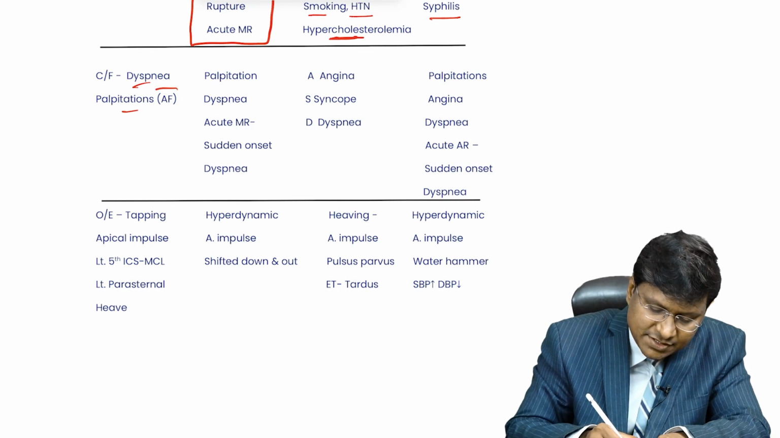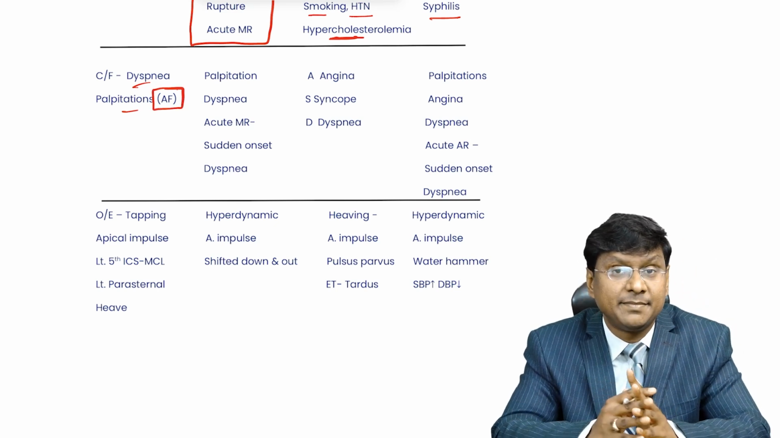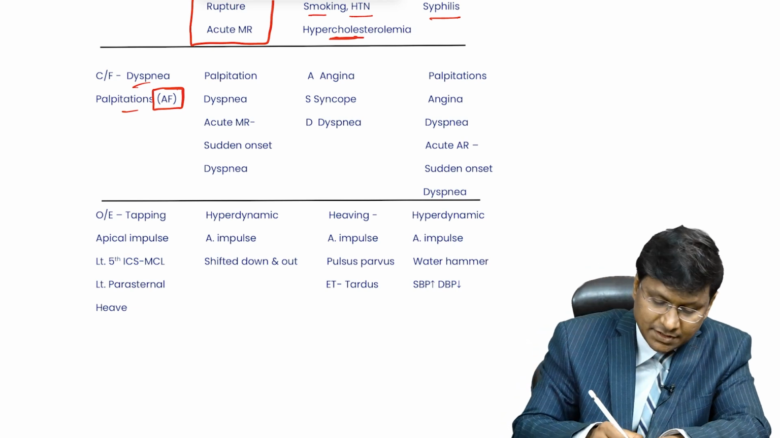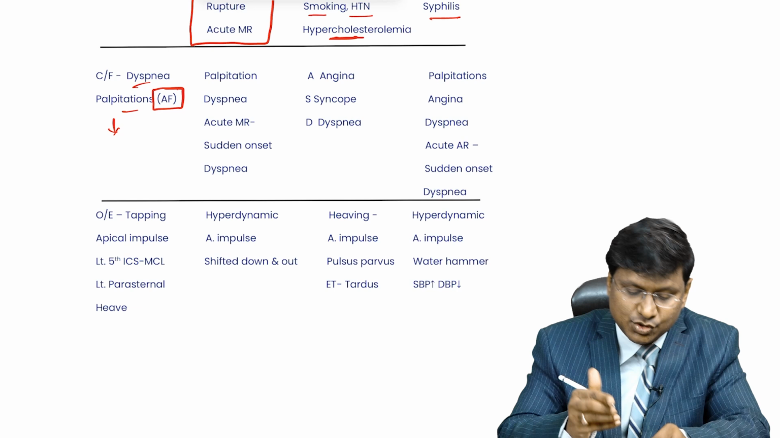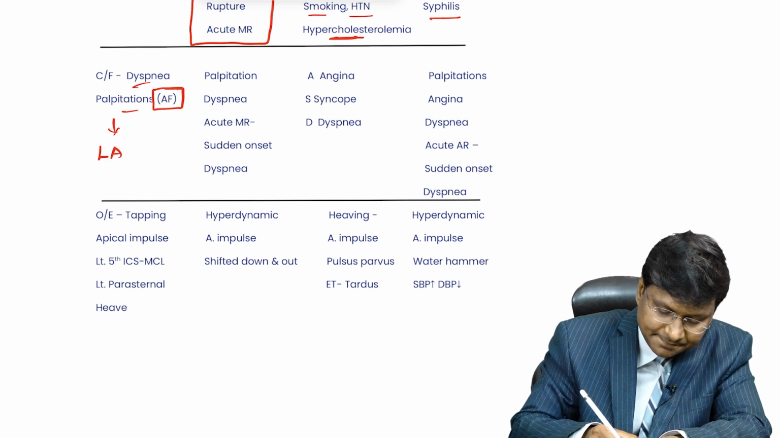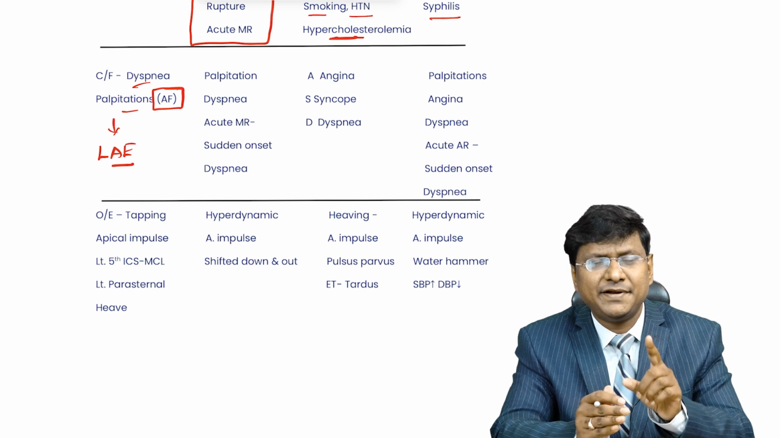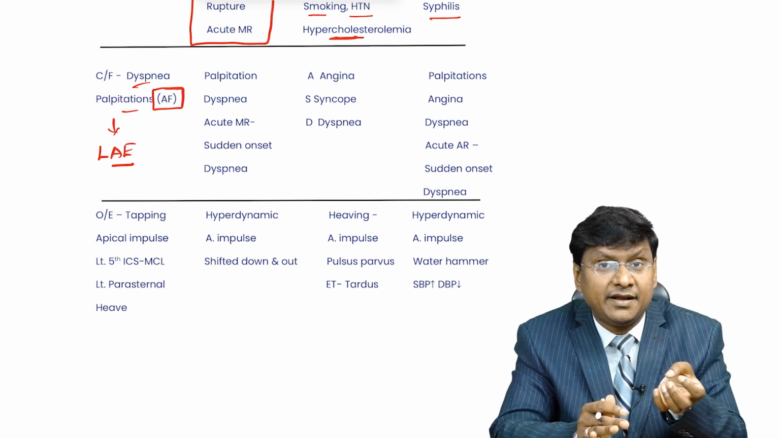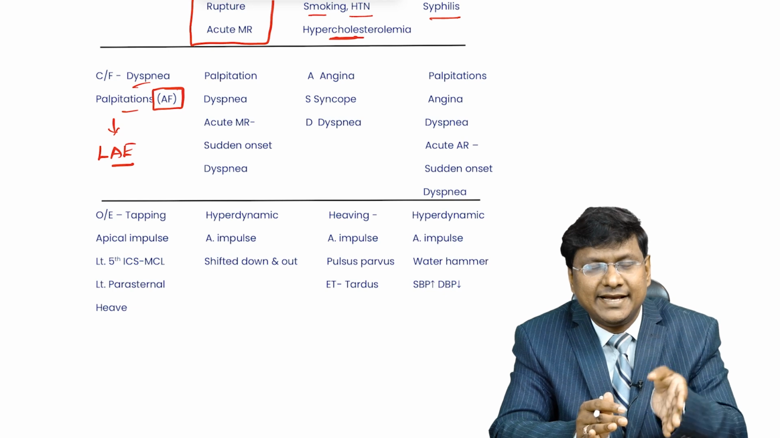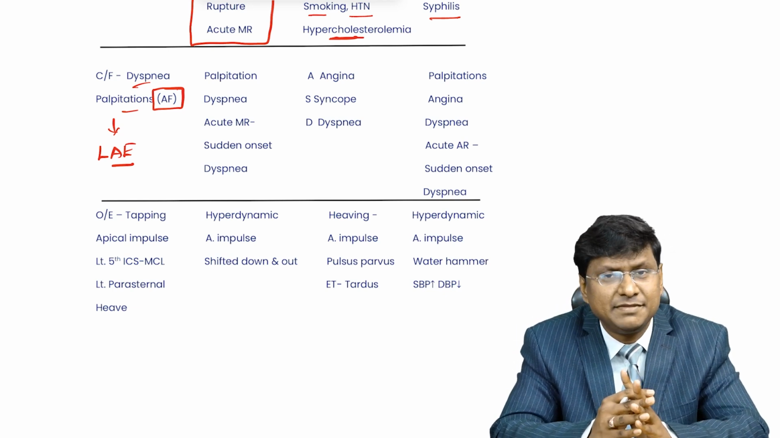And these palpitations are mainly because of the atrial fibrillation, right? The palpitations are mainly because of the atrial fibrillation, and the atrial fibrillation is mainly because of left atrial enlargement. So left atrial enlargement or left atrial hypertrophy makes the left atrium arrhythmogenic, and thereby the individual will develop the atrial fibrillation, and that makes the individual develop the palpitations.